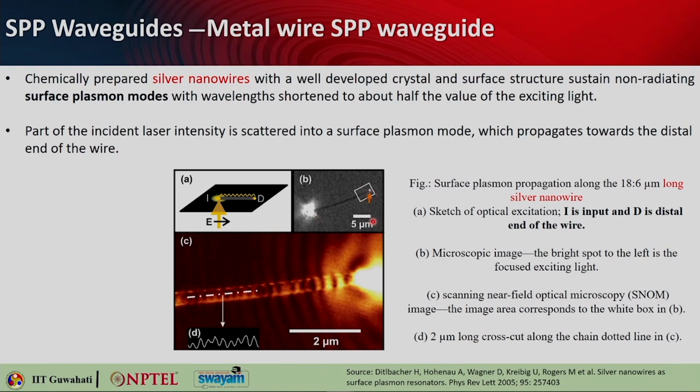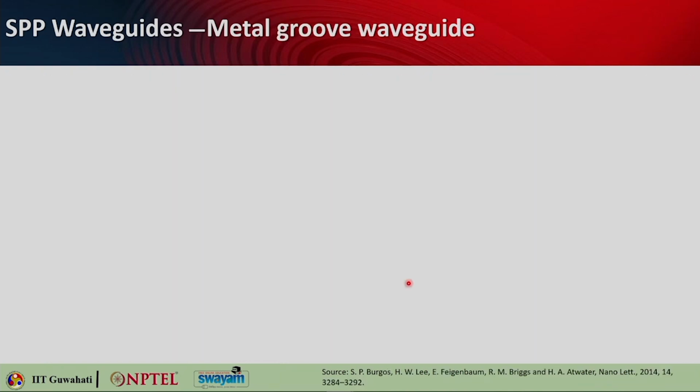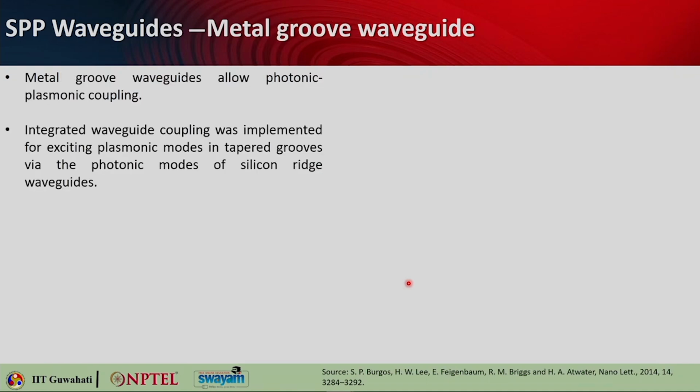So, it is something like this, you have the excitation here and it travels through this particular nanowire, and towards the end it again gets back to light, which is also visible. This shows the scanning near field optical microscopy image and how exactly the plasmon is propagating in this nanowire. There are other types of waveguides also possible.